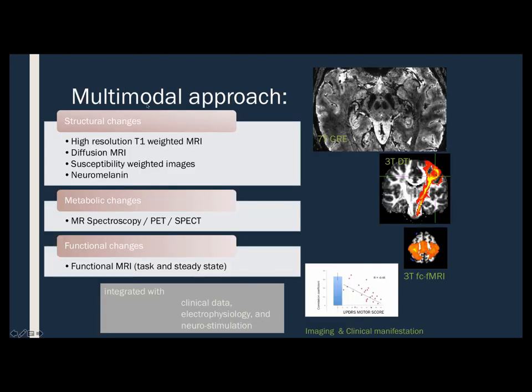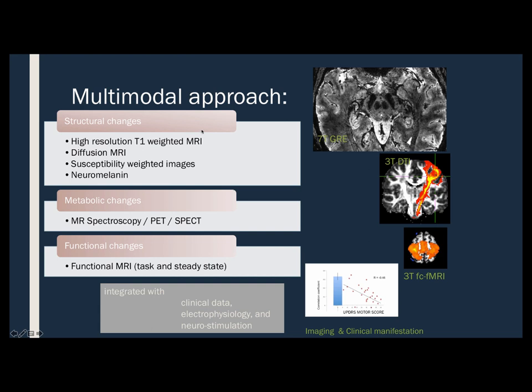So as I mentioned, the structural changes could be seen through T1-weighted images, diffusion, susceptibility, and neuromelanin imaging. Metabolic changes can be seen through spectroscopy or PET or SPECT, and functional changes through functional MRI, both task and steady state.